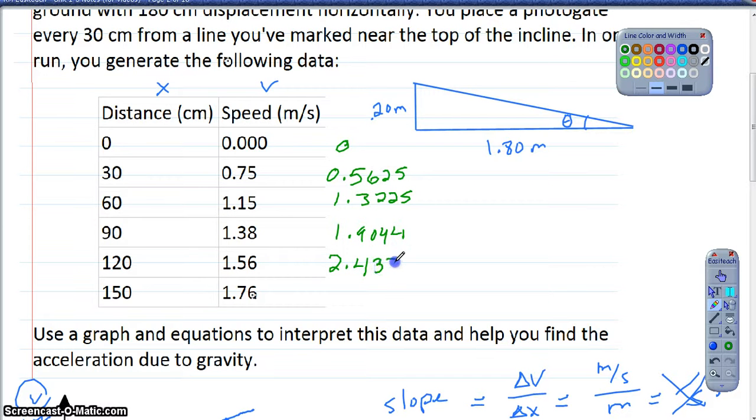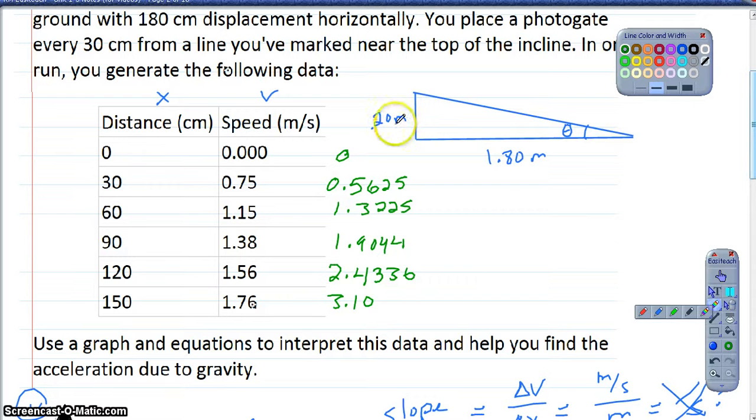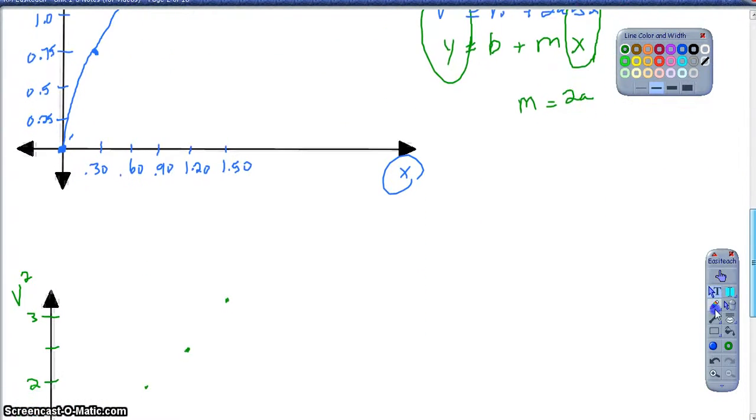But you could round these off wherever needed to be. And I don't know why, but I think I rounded that last one off just for fun. Okay, so anyway, rather than plotting velocity versus displacement, I'm going to plot my velocity squared versus displacement. So then I've done that graph as well. You guys can take a second to do so too.